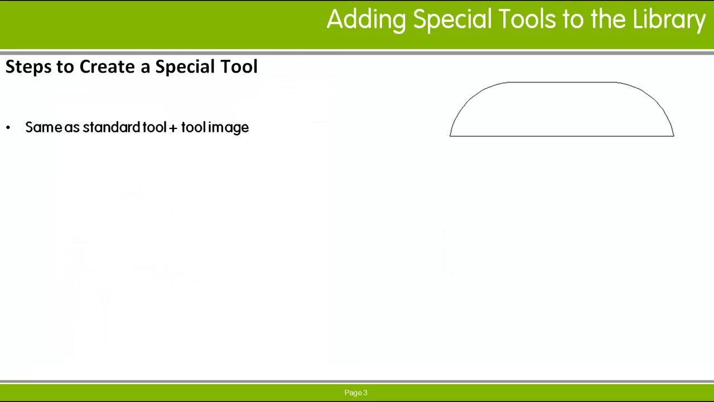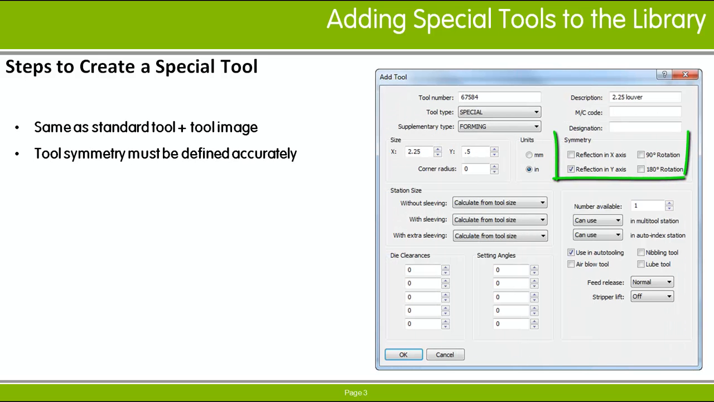Adding a special tool to the Radan tool library is identical to adding a standard tool, except you'll need to provide the special tool's drawing. Special attention must be given to the tool symmetry, as this is what ultimately defines how the tool is to be used with regards to rotation.